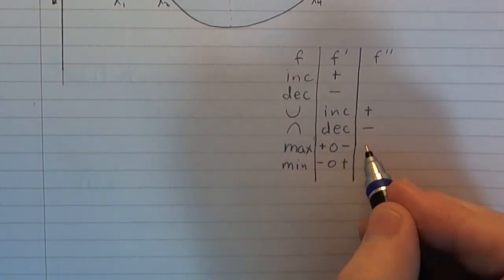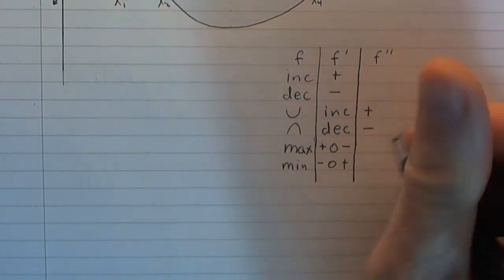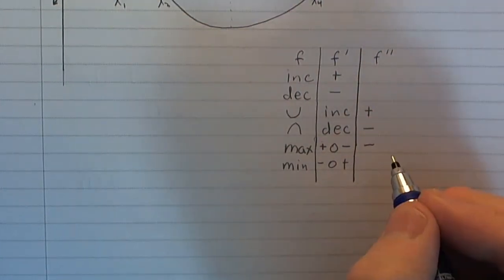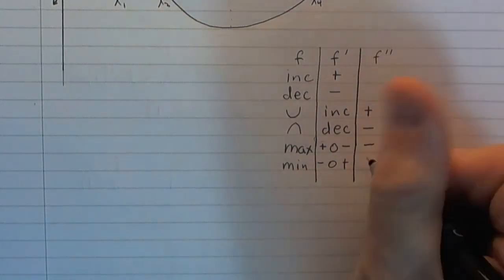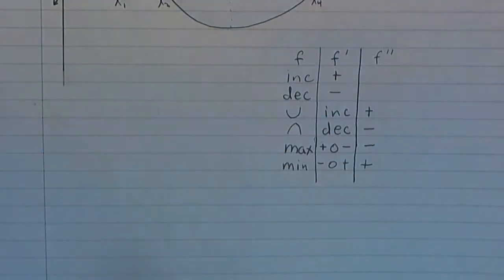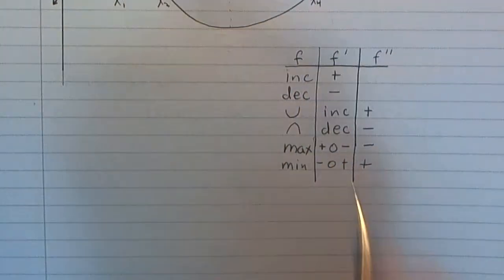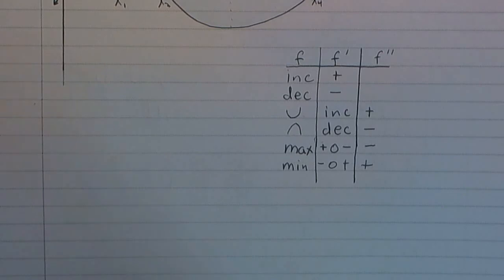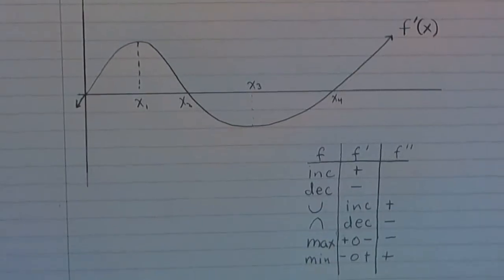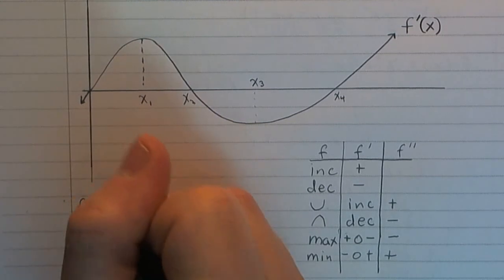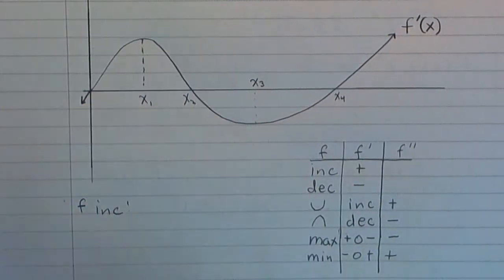Okay, looking at this graph, what would that give us over here? Well, for the second derivative, if you have a max, that means this is negative. And if you have a min, that means this is positive because you have concave up. So this is how these three are related. But what we're looking at here is the first derivative. Now, we want to determine, first of all, where is f increasing? That's what we want to know.